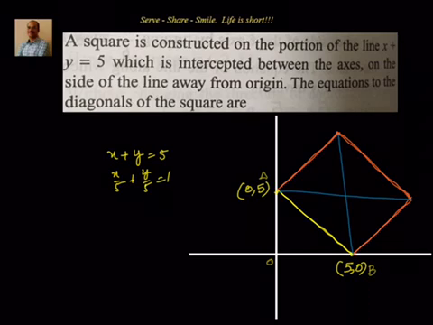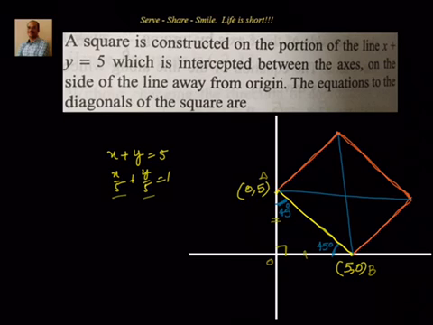Now we know that AO equals OB, because AO equals OB equals 5. The intercepts are equal, which means these two sides are equal. Then AOB is an isosceles right angle triangle. That means this angle equals that angle, and both of them are equal to 45 degrees. Because in a right angle triangle, if the legs are equal, then it becomes an isosceles right angle triangle, and the angles are 45 degrees.